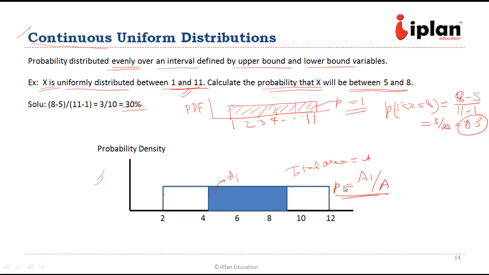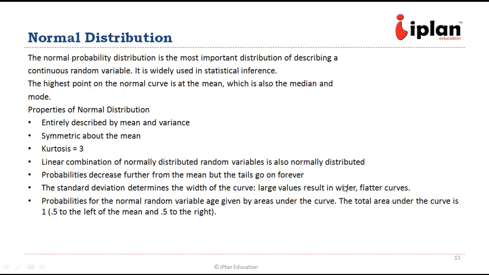Now let us move to the next concept, normal distribution. This is one of the most important, most useful concepts in statistics. The normal distribution is the most commonly found distribution. It describes a continuous random variable. And we have already seen the properties of normal distribution, where we know the highest point is the mean, it is the mode, and the median. All three of them have the same value for normal distribution.